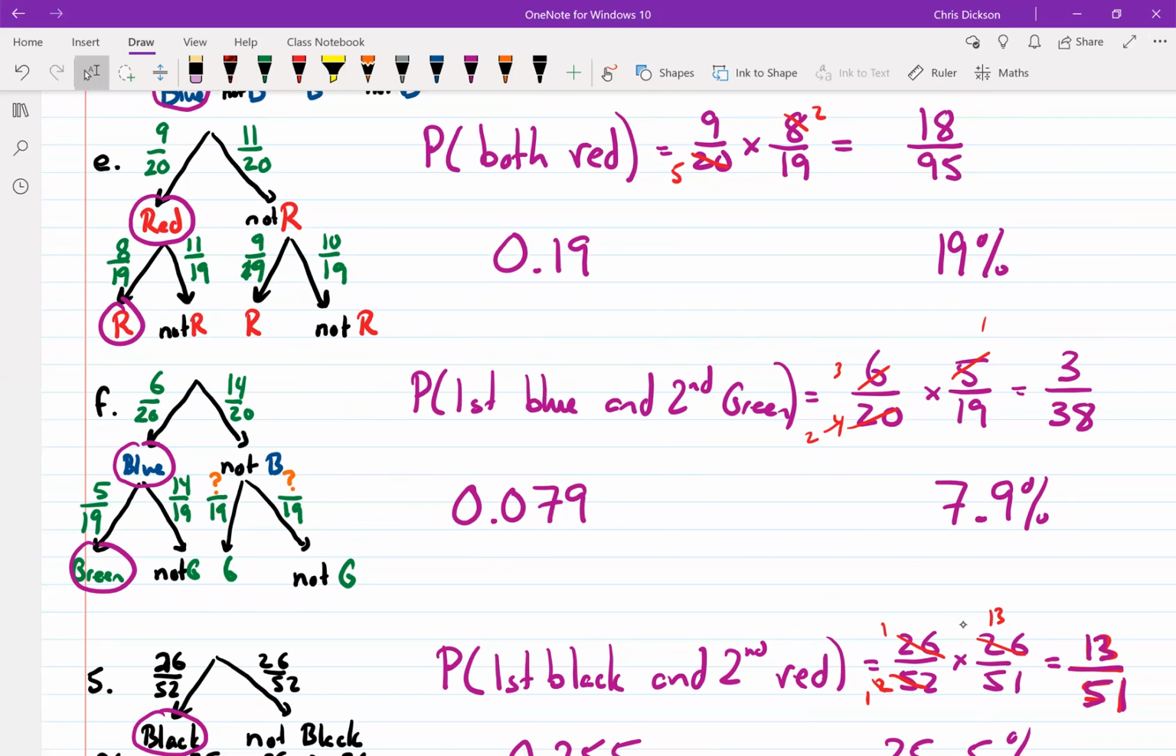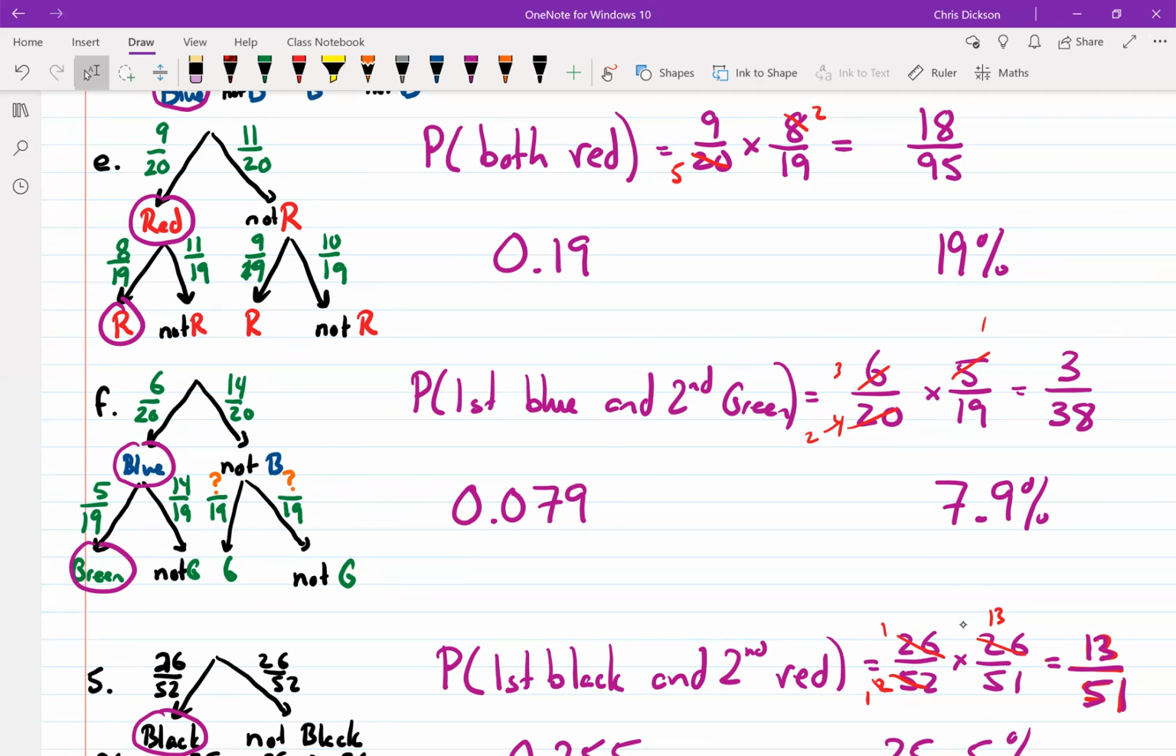Question F, we're looking at getting the first marble being blue, so 6 out of 20, and the second marble being green. Now there's 5 green marbles, so it's still 5, but notice the number on the bottom is 19, because the first marble picked was blue and it wasn't put back in the bag, so you have 1 less marble. And you might notice these little orange question marks I have on the other side, although you don't really need that to answer this question.